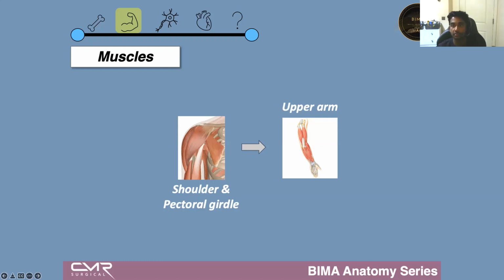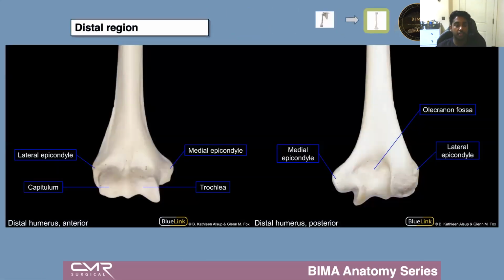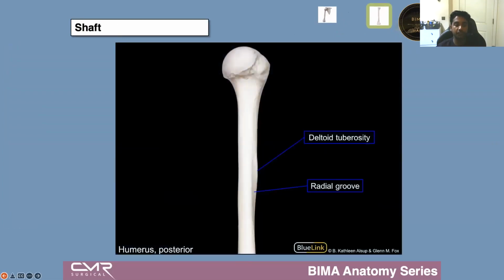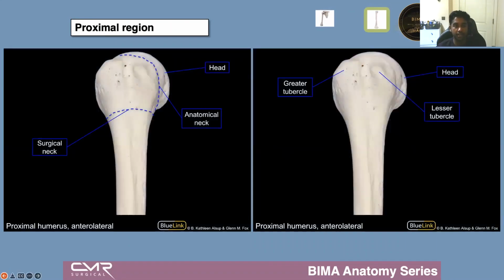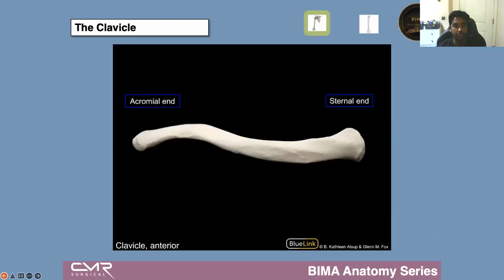For the clavicle, how do we know left versus right? Okay, that's a very good question. To be honest, it depends on which way around you're looking at it. But let's just go back to a picture of the clavicle real quick. There we go.